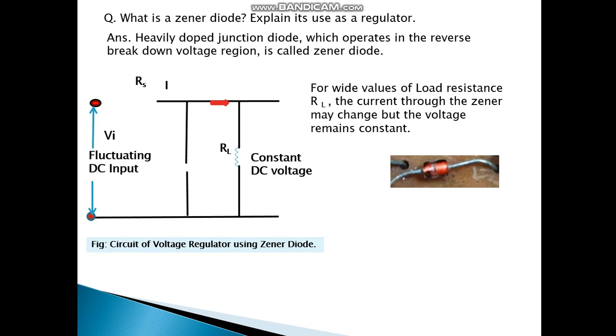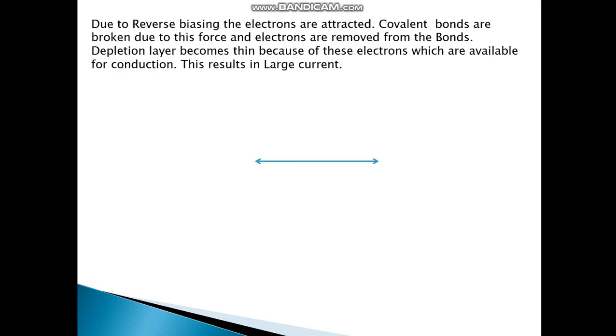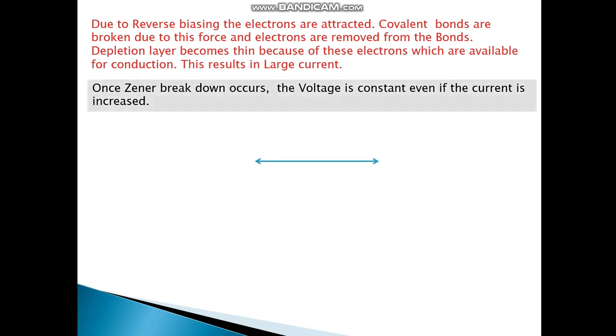There's a circuit for the voltage regulator using a Zener diode, and that's the symbol. Due to the reverse biasing, the electrons are attracted. Covalent bonds are broken due to this force and electrons are removed from the bonds. The depletion layer becomes thin because of these electrons which are available for conduction. This results in a large current. Once Zener breakdown occurs, the voltage is constant even if the current is increased.